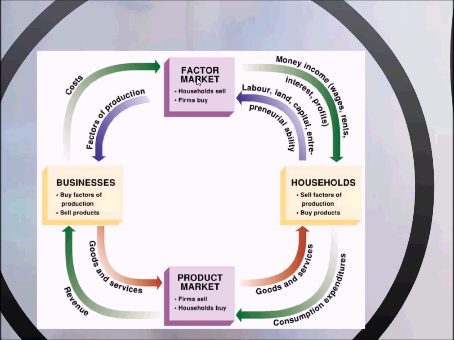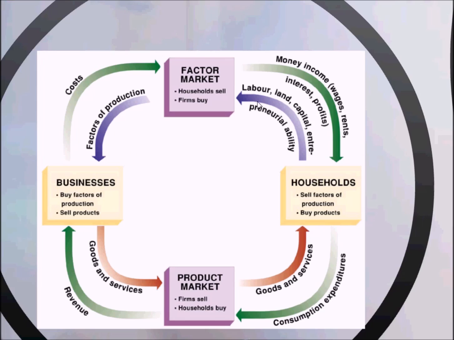What is happening? The factor market is providing factors of production to the business. Then through these factors of production, the business is making the output, and those goods and services are provided to the product market. Then this product market provides these goods and services, that is output, to the households, and the households in turn are providing again the factors of production, that is land, labor, capital, entrepreneurial ability, to the factor market. So you can see here that all the activities are interdependent and related to each other.